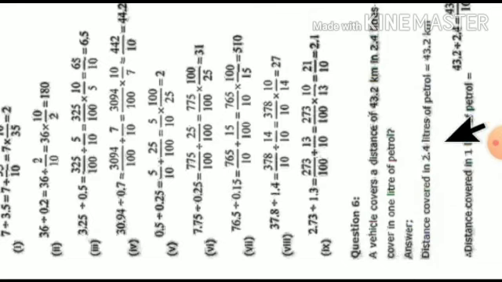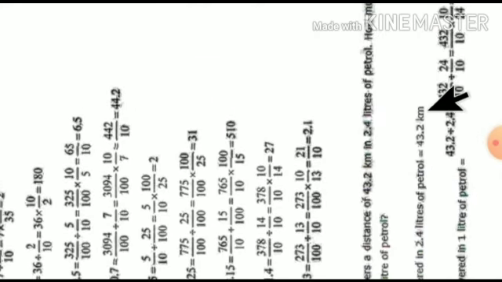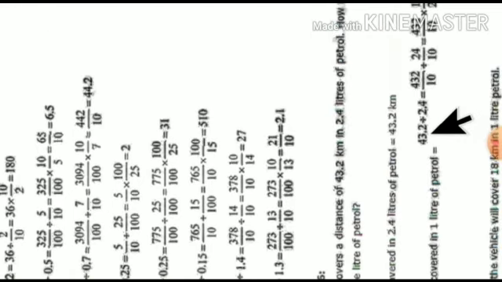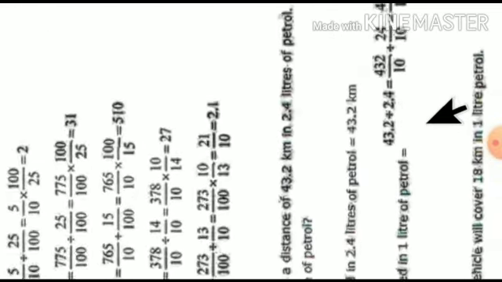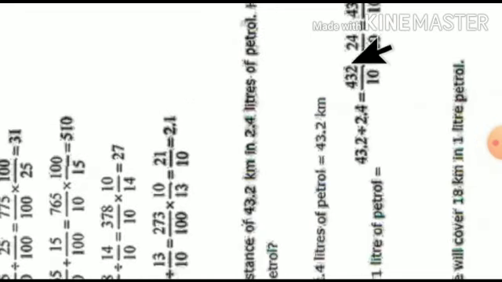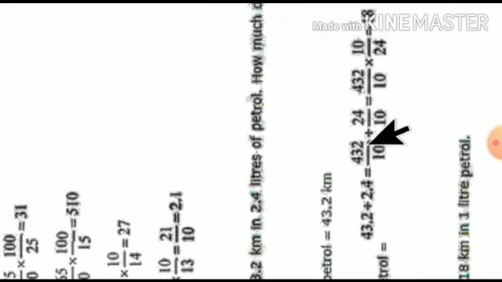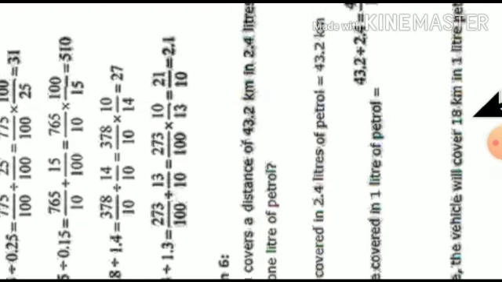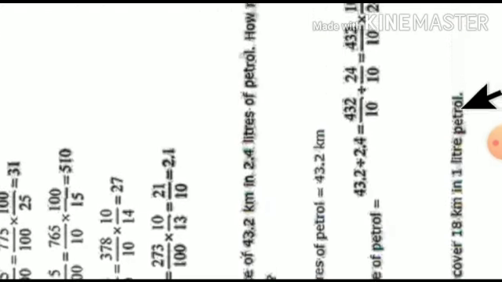Distance covered in 2.4 liters of petrol is 43.2 kilometers. And distance covered in 1 liter of petrol will be 43.2 divided by 2.4. Here we will divide it. So equal to 432 upon 10 divided by 24 upon 10. So equal to, this divide will become multiply and 24 upon 10 will be reversed, so it will be 10 upon 24. 0 0 will be cut. 432 will be divided by 24. So the answer will be 18. So the vehicle will cover 18 km in 1 liter of petrol.